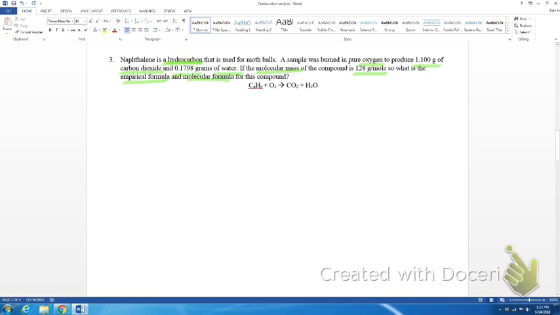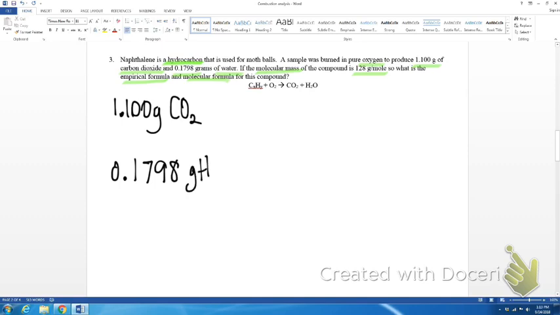So, what do we actually know? We know that we made 1.100 grams of CO2, and we also know we made 0.1798 grams of water. And again, this is why this one is an easy one. You have to just keep in mind, all the carbon dioxide, we'll take it grams to moles of carbon dioxide, and then all of the carbon, just carbon, came from this carbon.